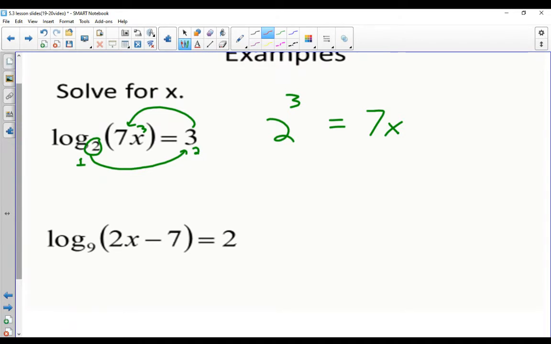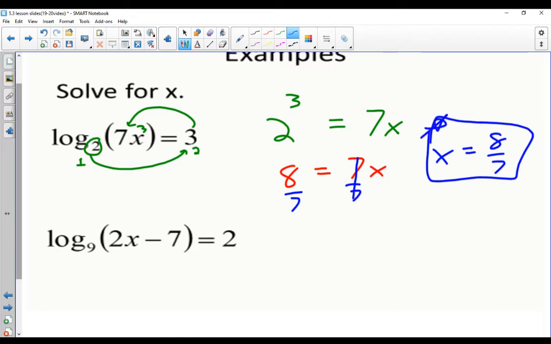Well, first off, 2 cubed, you put that in your calculator, 2 cubed is 2 times 2 times 2, which is just 8. So you just have 8 equals 7x. And then to solve for x, just divide by 7. And voila, x is equal to 8 over 7. And yes, you can enter 8 over 7 in the Hawks program. And if your fraction can reduce, please reduce it.